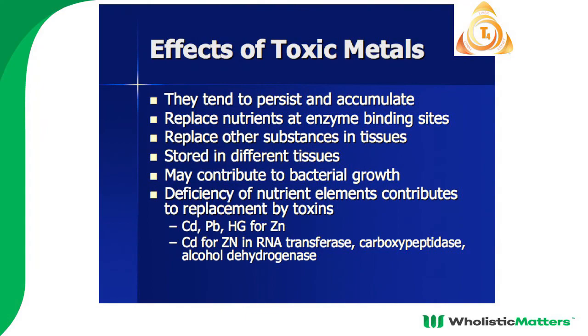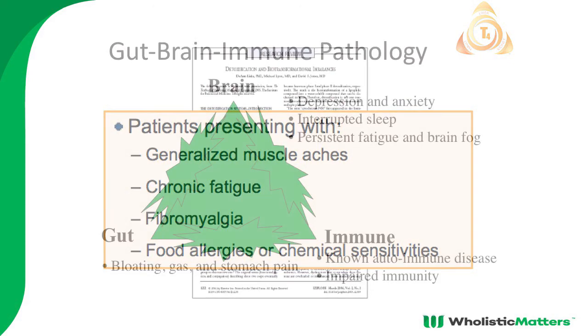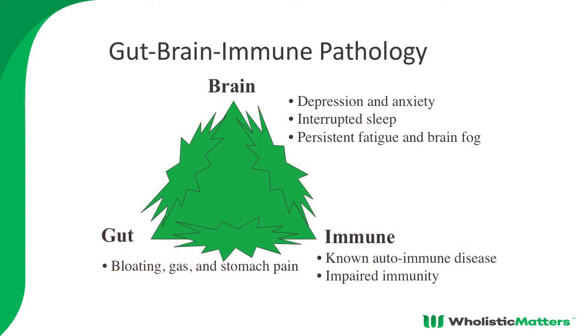So toxic metals make everything worse and have been linked, interestingly, to a lot of the same symptoms. And what happens is we just see a worsening of this complex, this gut immune brain complex. Digestive issues, immune disturbance, central and peripheral nervous system problems. So it's bloating and gas and impaired immunity and brain fog and depression and interrupted sleep and fatigue.